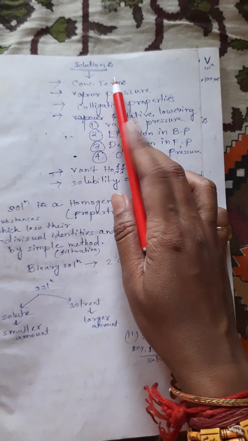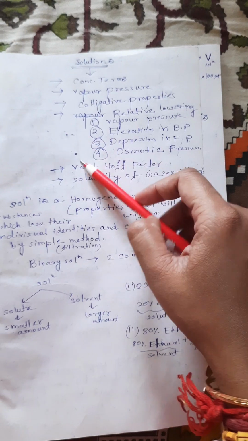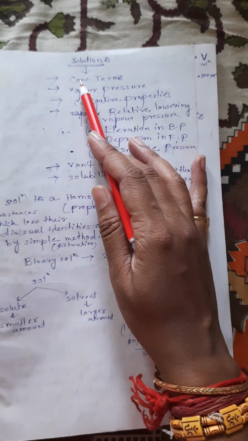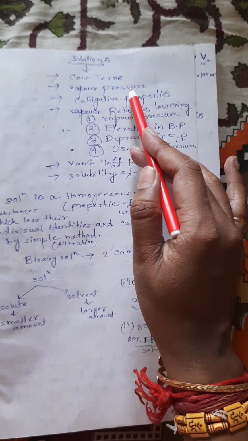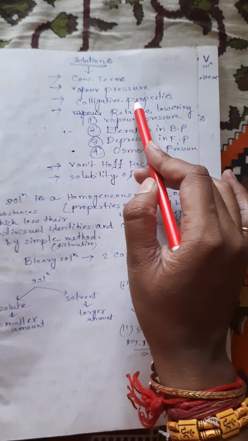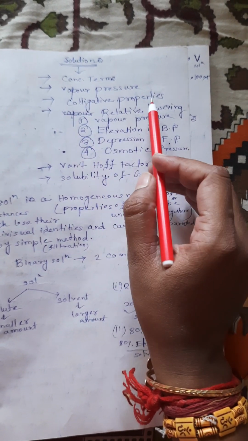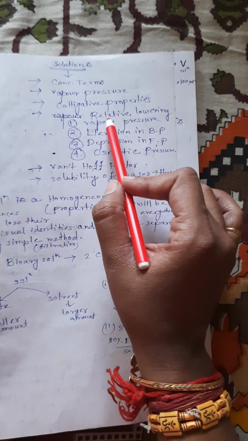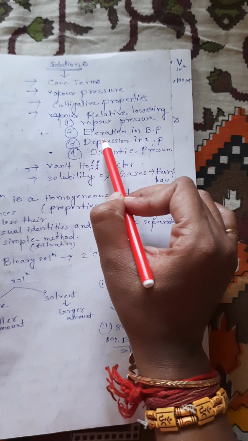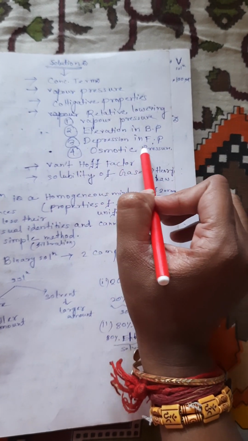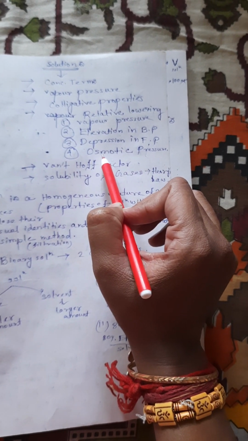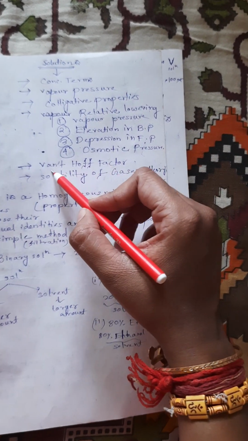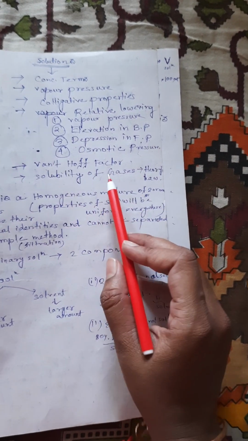So there are some topics. These are the topics already included in this chapter, that means in solution. So the first topic is concentration terms. Okay, second is vapor pressure, third is colligative properties. Under this topic, there are subtopics given below. First of all, relative lowering of vapor pressure, elevation in boiling point, depression in freezing point, and the fourth one is osmotic pressure. Okay, now we will discuss the next topic, Van 't Hoff factor, then solubility of gases.